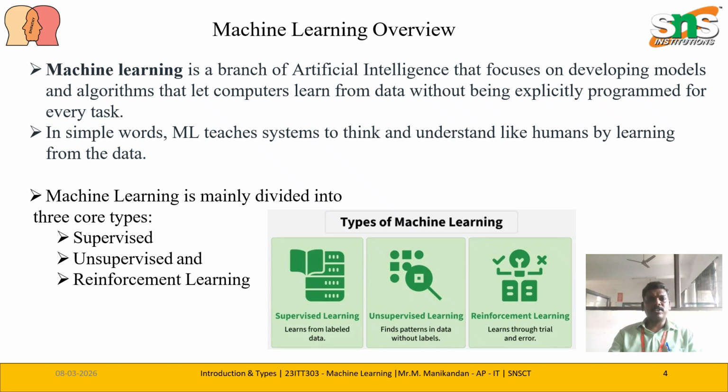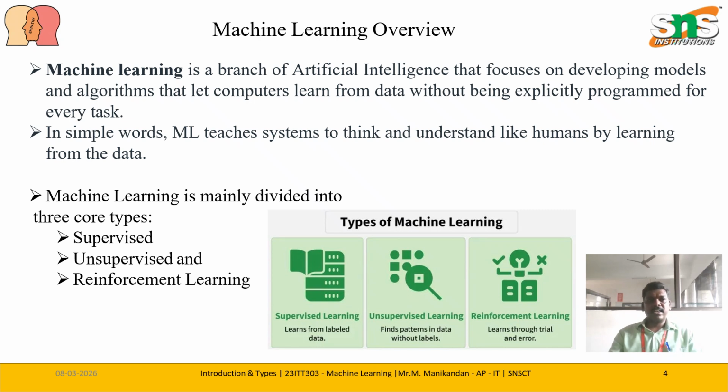So what is machine learning? It is a branch of artificial intelligence that focuses on developing models and algorithms that let computers learn from data without being explicitly programmed for every task. So in simple words, ML teaches systems to think and understand like humans by learning from the data.